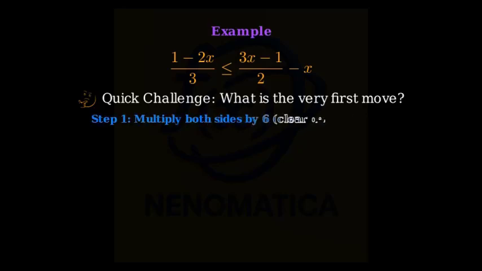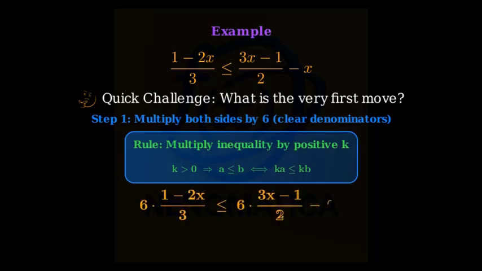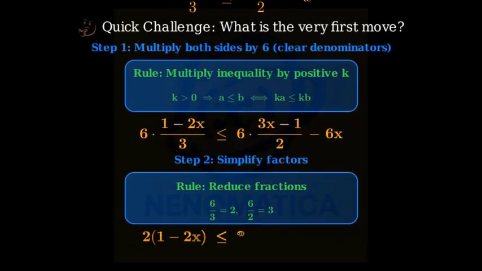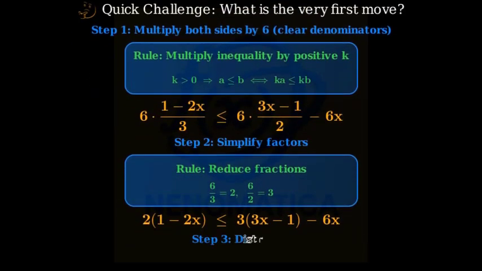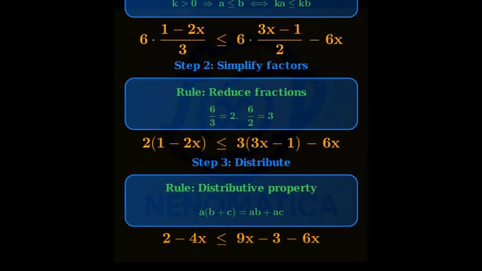Step 1. We clear denominators by multiplying both sides by 6, the least common multiple of 3 and 2. Step 2. Simplify. 6 over 3 becomes 2, and 6 over 2 becomes 3. Step 3. Distribute. 2 times 1 minus 2x gives 2 minus 4x. 3 times 3x minus 1 gives 9x minus 3. Then write the minus 6x at the end.